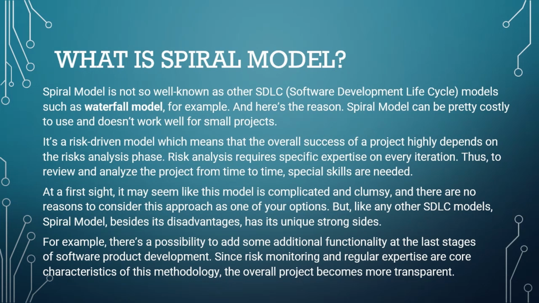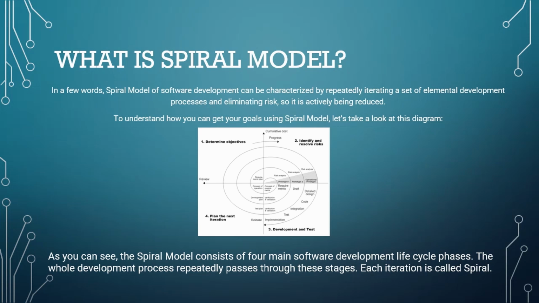But like any other SDLC model, the spiral model, besides its disadvantages, has its unique strong sides. For example, there is a possibility to add additional functionality at the last stages of software product development. Since risk monitoring and regular expertise are core characteristics of this methodology, the overall project becomes more transparent. In a few words, the spiral model of software development can be characterized by repeatedly iterating a set of elemental development processes and eliminating risks, so risk is actively being reduced.